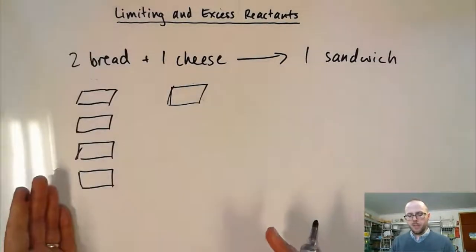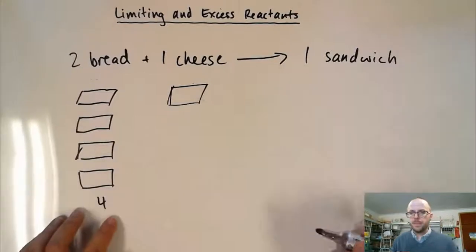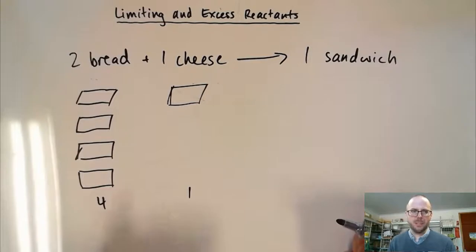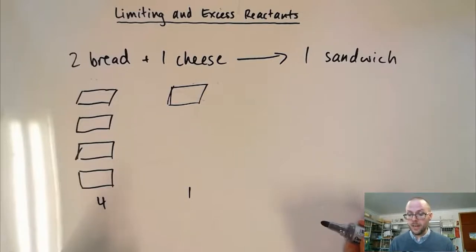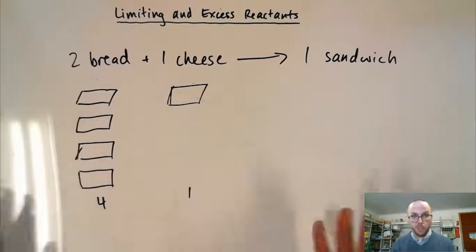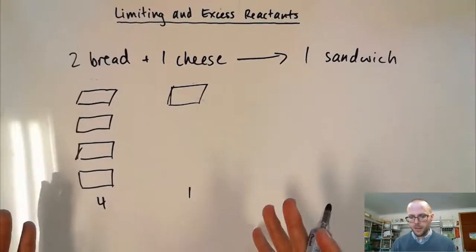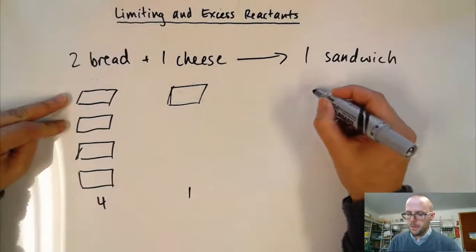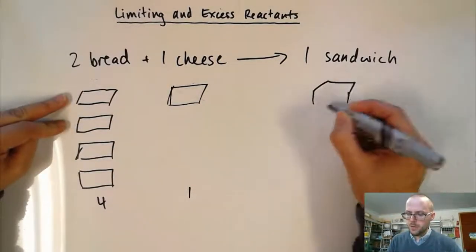So what I have here, I've now got 4 pieces of bread and 1 piece of cheese. Now that's probably a bit of a simplistic example, but it's fairly clear that there's only so many sandwiches I can make with 4 pieces of bread but 1 piece of cheese. I know that either I'm going to have cheese left over or bread left over in the whole process anyway, but I can see that I need 2 pieces of bread and 1 piece of cheese to make 1 sandwich.